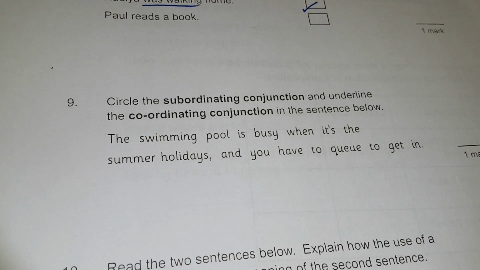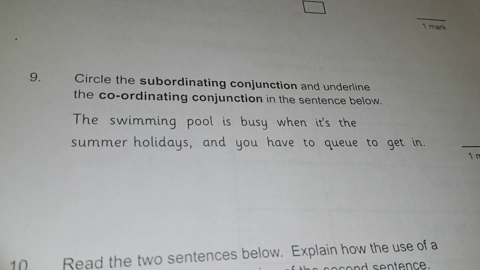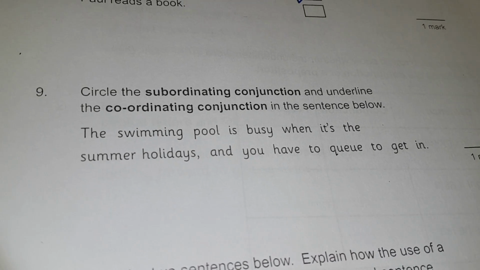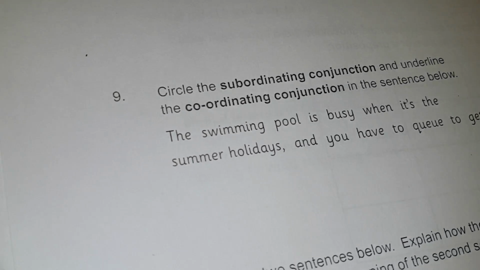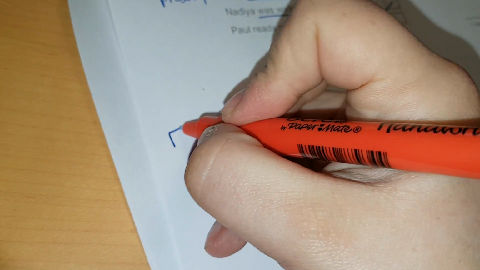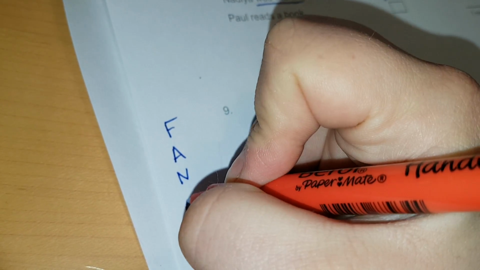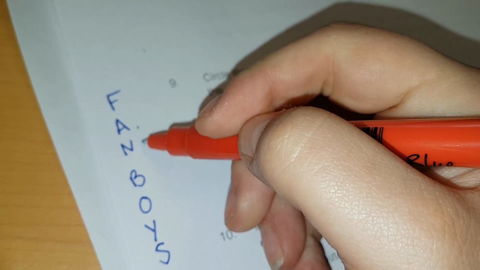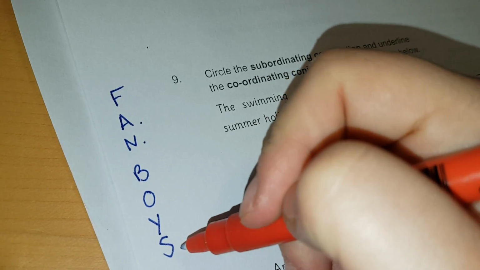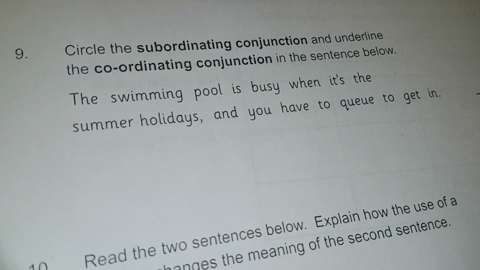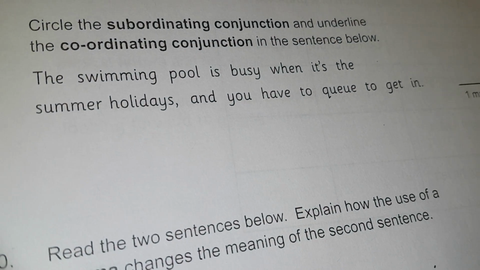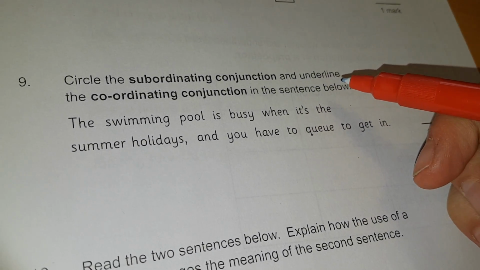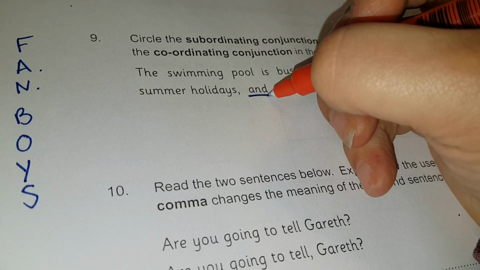Number 9. Circle the subordinating conjunction and underline the coordinating conjunction in the sentence below. So if you remember, we've talked about this at school. Coordinating conjunctions can be remembered using fanboys. For, and, nor, but, or, yet, so. The swimming pool is busy when it's the summer holidays and you have to queue to get in. So I need to underline the coordinating conjunction. The coordinating conjunction is and.